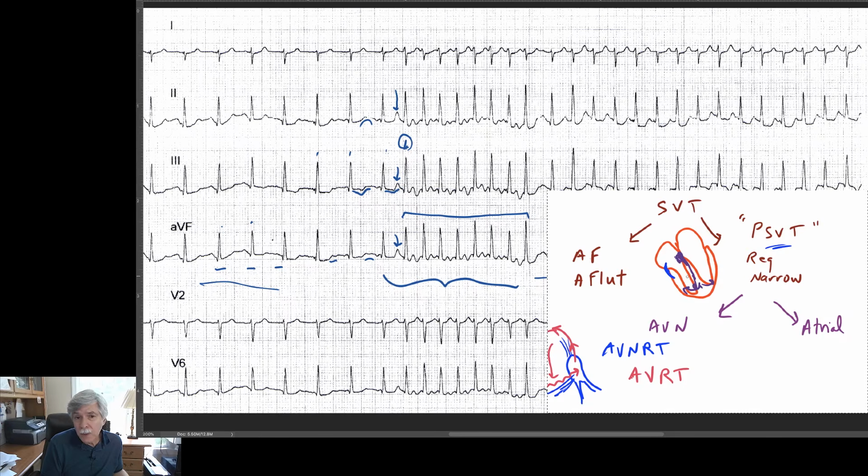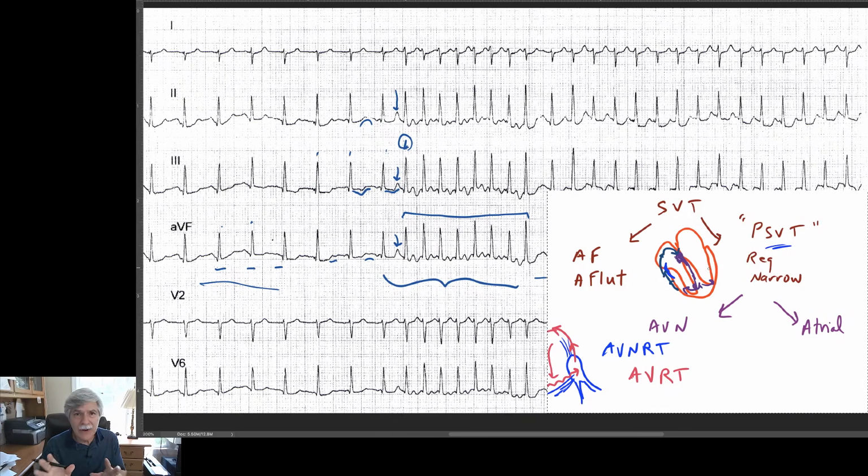a bundle of Kent, if you will. So there's an extra electrical connection that bridges the atria and the ventricles somewhere. It could be on the right side, as I've drawn it here, could be on the left side, could even be in the center. But the point is that the electrical signal, once it gets to the ventricle, is able to make its way up this extra pathway, back to the atrium, and then turn around and go back down the AV node. So you have this reentry pathway down the AV node to the ventricles, back up the accessory pathway to the atrium, and round she goes.